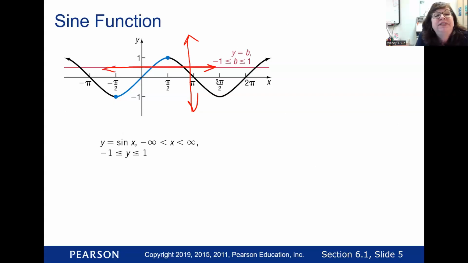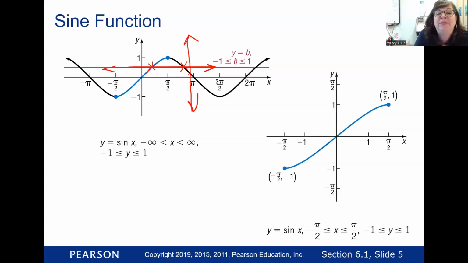While the sine function passes the vertical line test, it does not pass the horizontal line test. So we can't technically take its inverse unless we restrict the domain, and that's what we're going to do. We are going to restrict the domain of our sine function just to this part in blue so that we can actually take its inverse. So we're going to restrict our sine function from negative pi over 2 to pi over 2. That's going to be the domain of the original function.